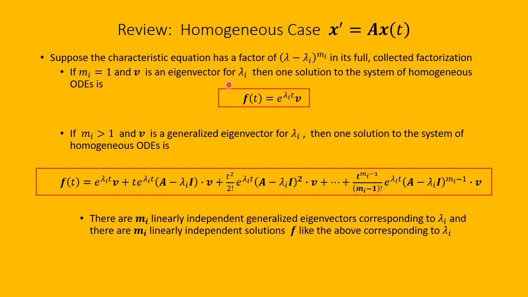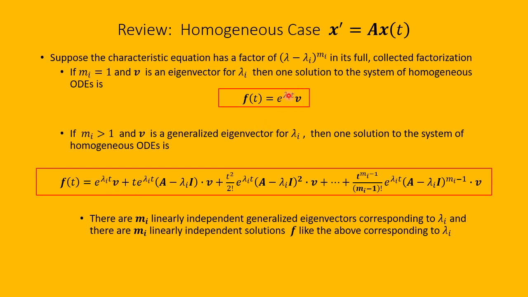Now, if we have a power here that is greater than 1, so m sub i equaling 2 or 3 or more, in that case, what do we do? If m sub i is greater than 1 and v is a generalized eigenvector for lambda sub i, then one solution to the system of homogeneous differential equations, x prime equals A times x, is the following vector valued function. F of t equals e to the lambda sub i t times that generalized eigenvector v.